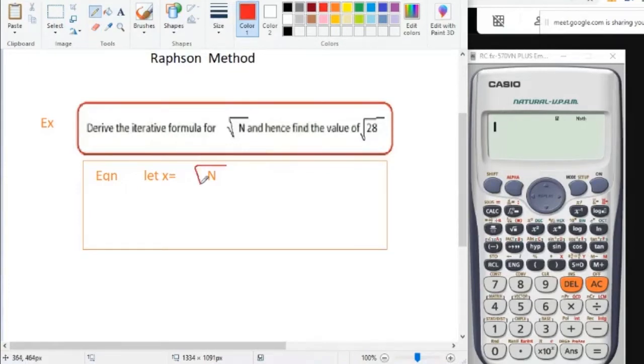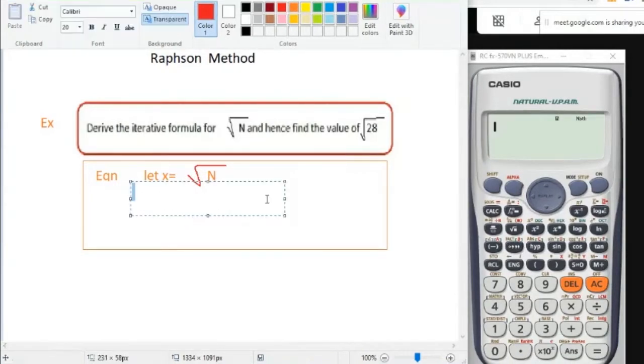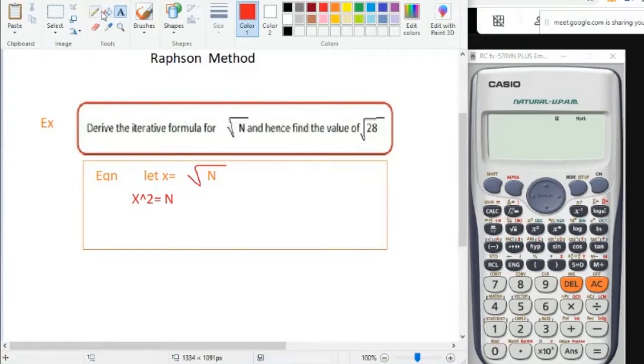I have root n. What should I do to remove this root? Square both sides. Then it will become x squared equals what? Equals only n. Is it correct? Because when you square, the root will go. Then this equation is exactly equivalent to that one. Those are the same now, so the solution of this equation will be the solution of that one.